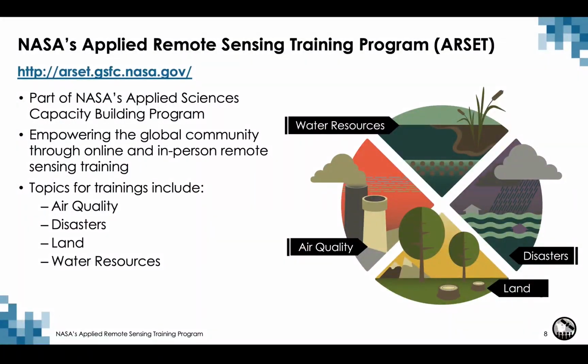NASA's Applied Remote Sensing Training Program, better known as ARSET, builds the skills to acquire and use satellite and model data for decision support. The program is part of NASA's Applied Sciences Capacity Building Program. The program seeks to empower the global community through online and in-person remote sensing training, covering topics related to air quality, disasters, land, and water resources.